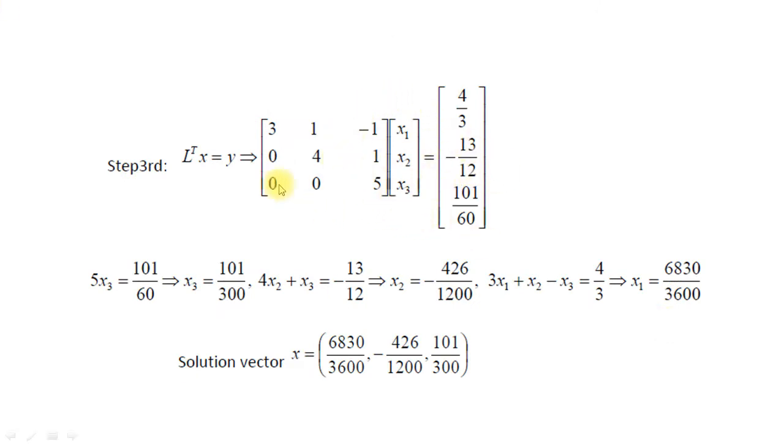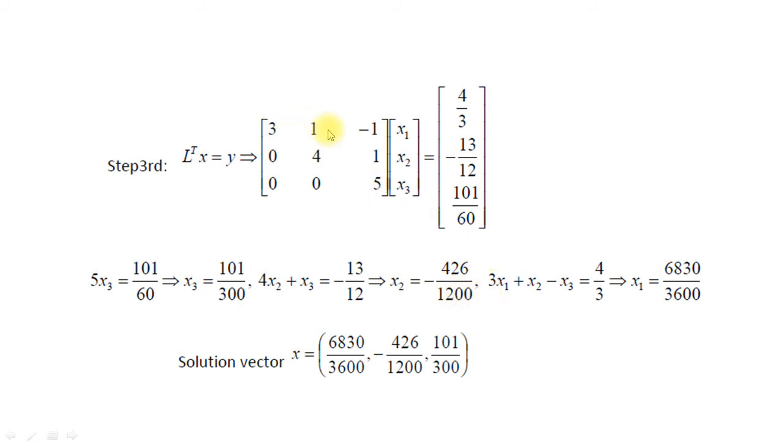Now putting the column matrix y in this equation, L transpose into X is equal to y. This is the transpose of the lower triangular matrix, this is the unknown matrix, and this is the y matrix. Now from back substitution we obtain 5x3 is equal to 101 divided by 60, and dividing both sides by 5 we obtain x3 is equal to 101 divided by 300. Similarly 4x2 plus x3 is equal to minus 13 by 12. So putting the value of x3, we obtain x2 is equal to minus 426 divided by 1200.